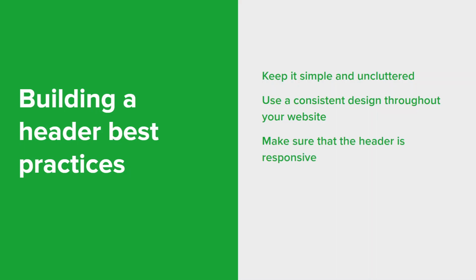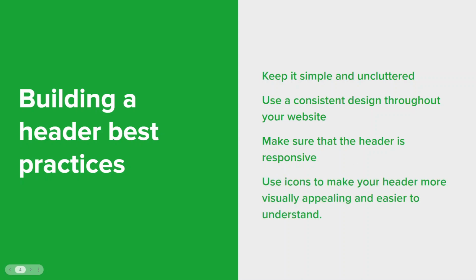Make sure that the header is responsive. The header should look good and function properly on all devices, including desktops, laptops, tablets, and smartphones. And use icons to make it more visually appealing. For example, using social media icons or a call to action icon just makes it more fun and easier to understand as well. It can also save space because instead of using full words, you're using smaller images instead. So you can create a header that's both effective and visually appealing using the Zyro builder as well, and they make it really easy.